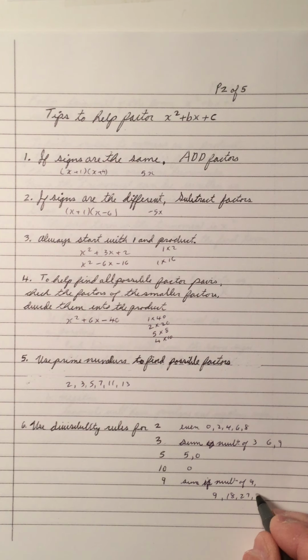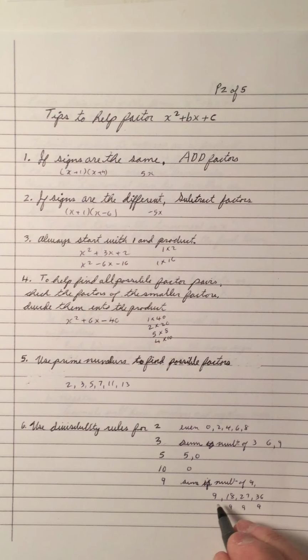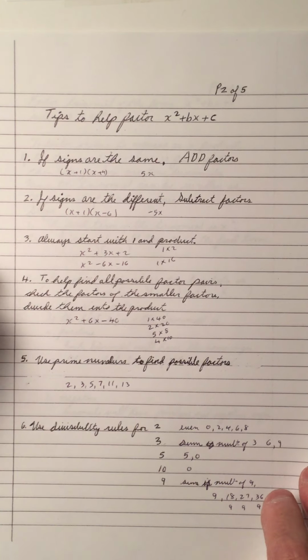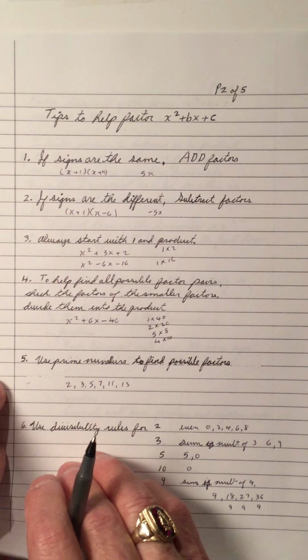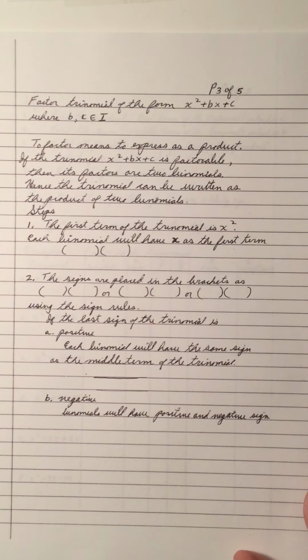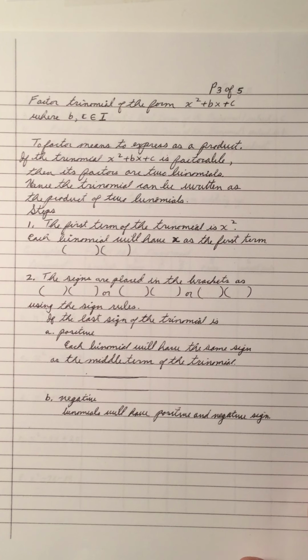But you can go one step further. If you add these up, you get a 9. If you add those two up, you get a 9. So if you keep adding up your digits until you get a 9, then it's divisible by 9. So that's a few hints, a few tricks, a few tips to help you factor. And we'll use those tips as we go and learn about factoring your trinomial.